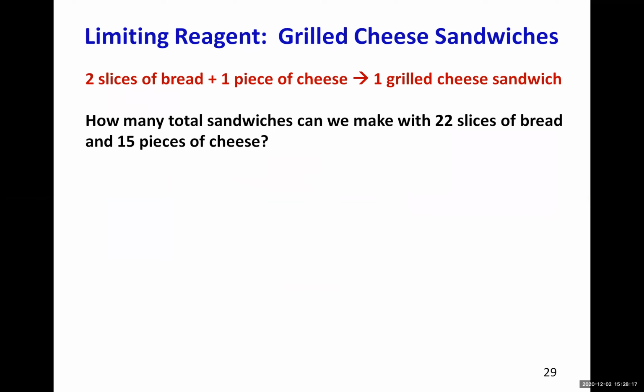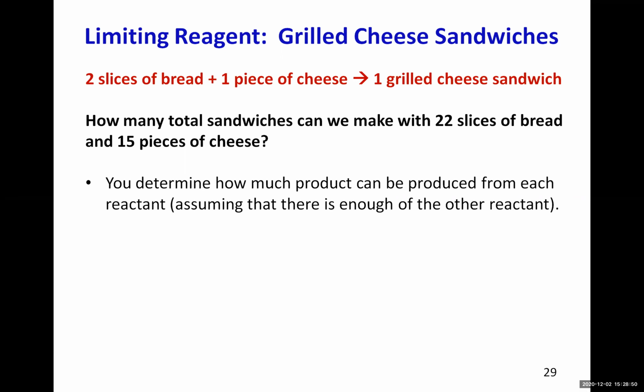So 2 slices of bread plus 1 piece of cheese gives 1 grilled cheese sandwich. That's our chemical equation, if you will. And so let's say you have this question: how many total sandwiches can we make with 22 slices of bread and 15 pieces of cheese? So that's what is available in your kitchen, and you will make grilled sandwiches, as many as you can, sorry, I should say.